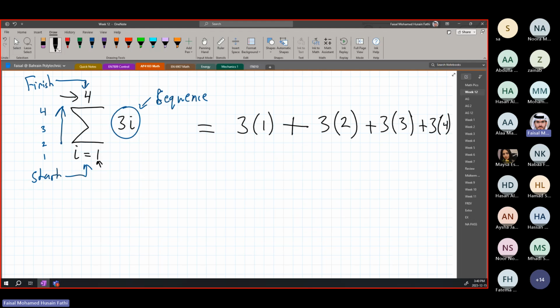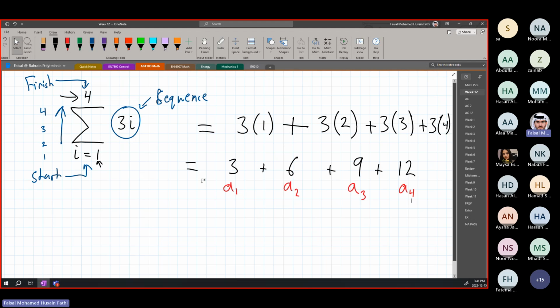You could just simply do this is equal to 3 times 1 is 3, plus 3 times 2 is 6, plus 3 times 3 is 9, plus 3 times 4 is 12. What does this all mean? This is your A1, this is your A2, this is your A3, this is your A4. And that's it. This is what this all means. This is just a different way of finding the summation. In this case, we were lucky because the sequence we got was an arithmetic sequence. This is not always the case. We don't necessarily always have an arithmetic sequence here.